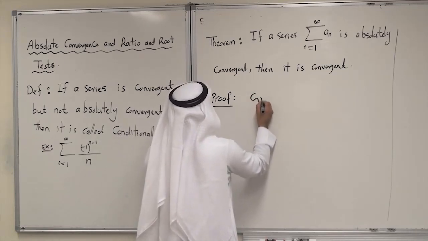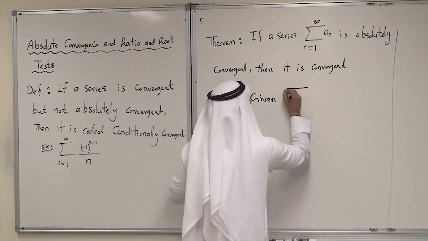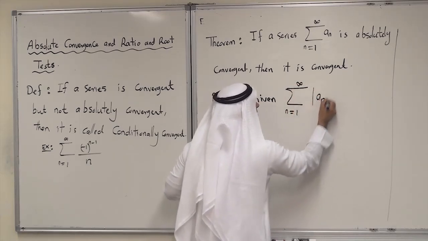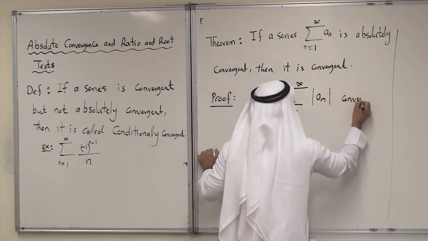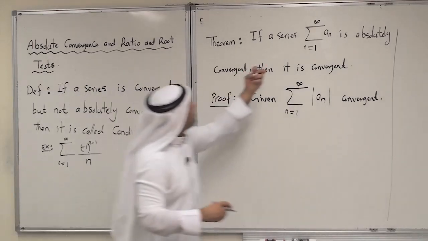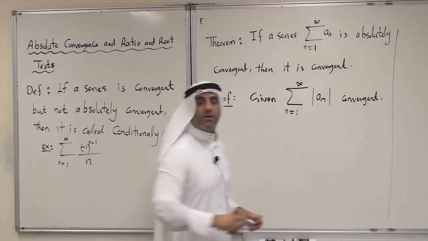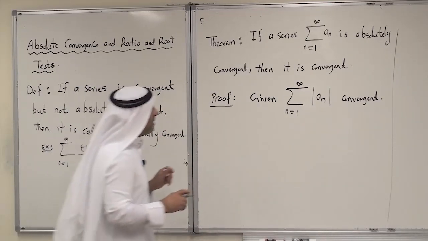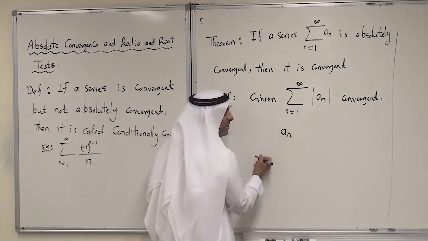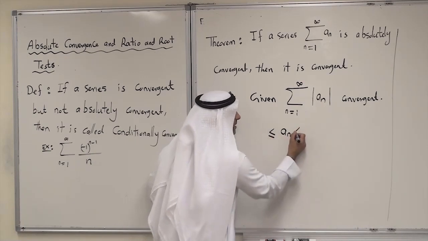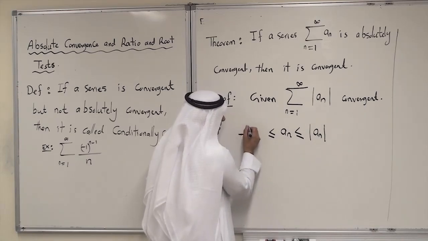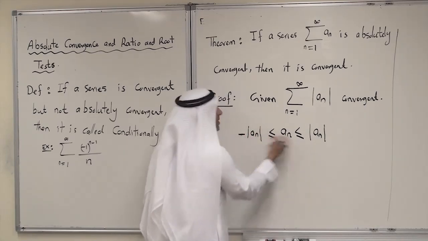What is given here? We are given that the series, with n equal to 1 up to infinity of the absolute value of an, is convergent. That is what it means to be absolutely convergent. So once you take the absolute value, the series is convergent. Now, I give you this note: any real number an is less than or equal to its absolute value, and it's greater than or equal to minus its absolute value. This is always true for any real number.